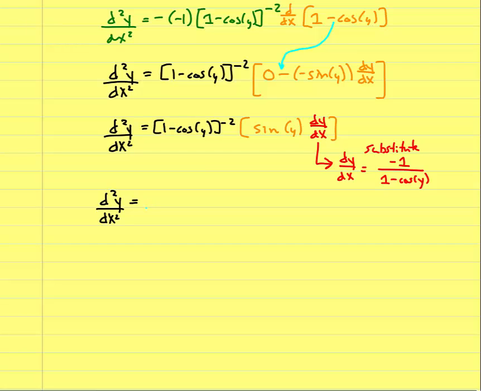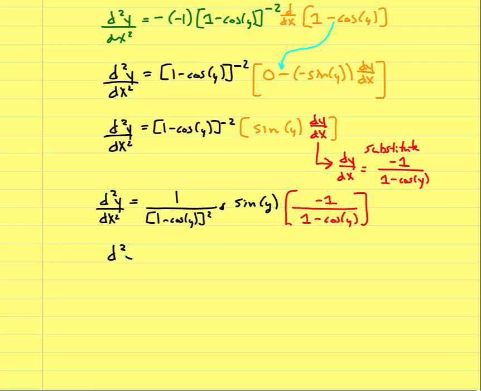I'm going to rewrite this as 1 over 1 minus cosine of y quantity squared. I have to have these brackets up. And then over here I'll have times sine of y. And then I'll have that times that dy dx. And that dy dx was negative 1 over 1 minus cosine of y. Now we have a lot going on here, but I think I can simplify quite a bit.